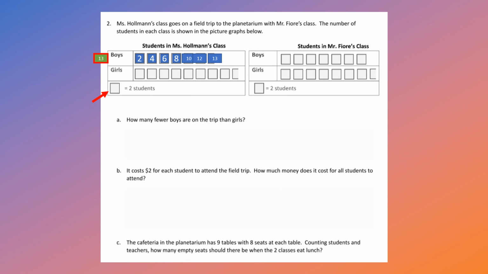Now I'm going to do the same for girls, okay? And I'm going to write my numbers inside of the square as I count by 2s. Let's go ahead and get started.